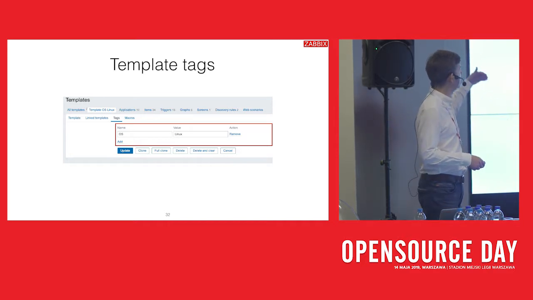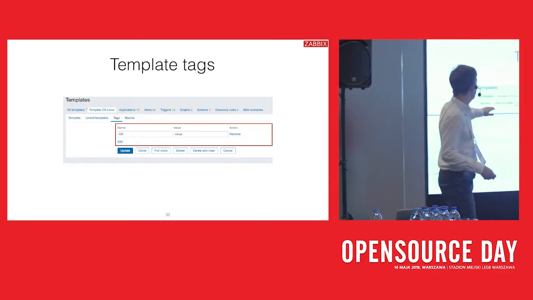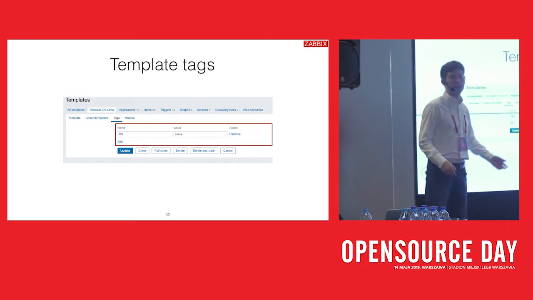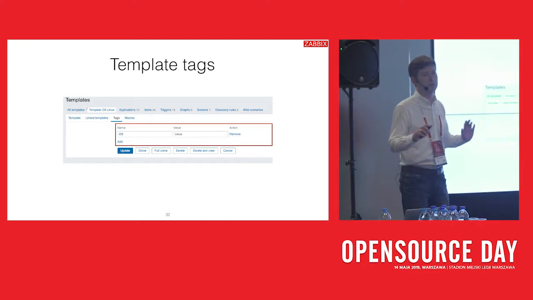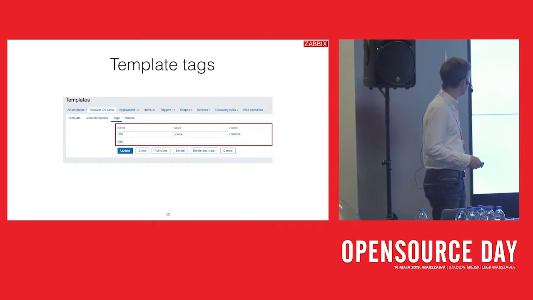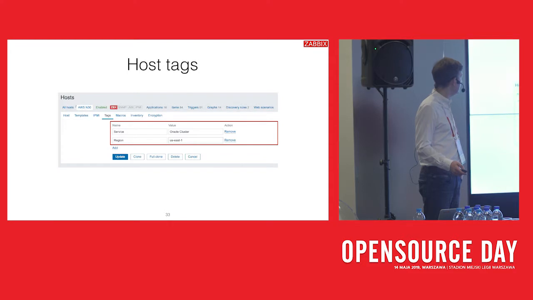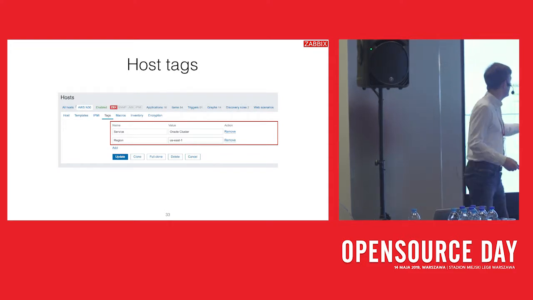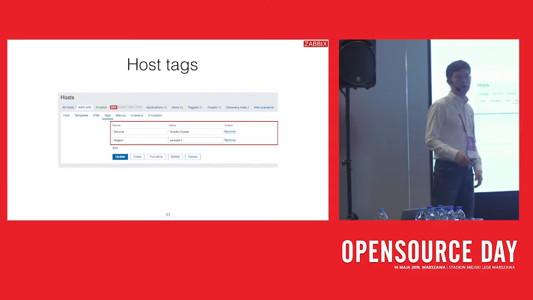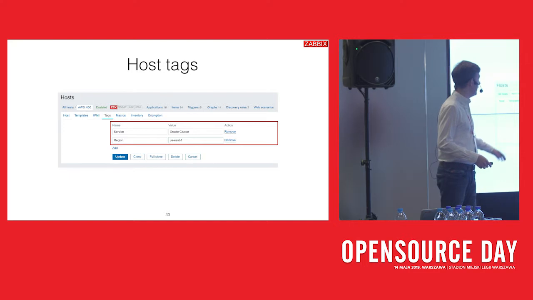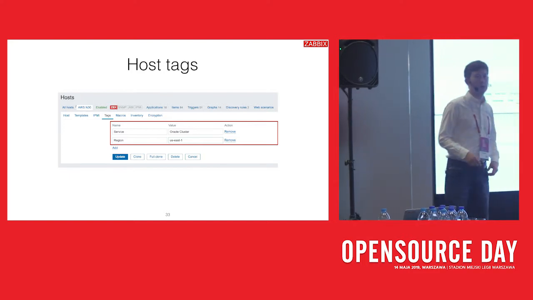Now you may define tags on a template level, like here. This is my template Operating system Linux, and I have a tag: operating system equals Linux. Just a very simple example for simplicity's sake. Also host tags: on a host level, we may define some different tags, like a service. This is an Oracle cluster on host AWS, and region, this is US East 1.